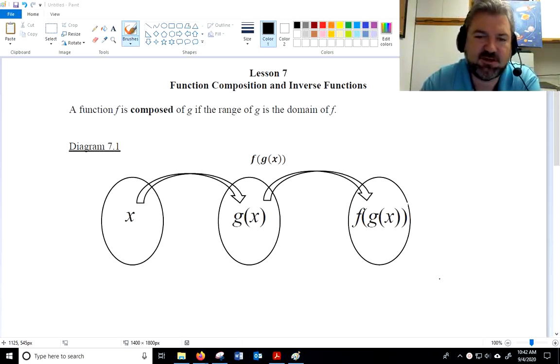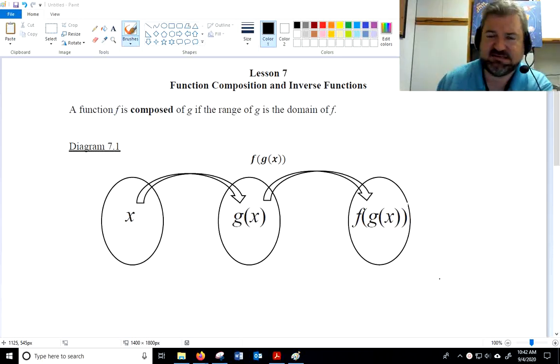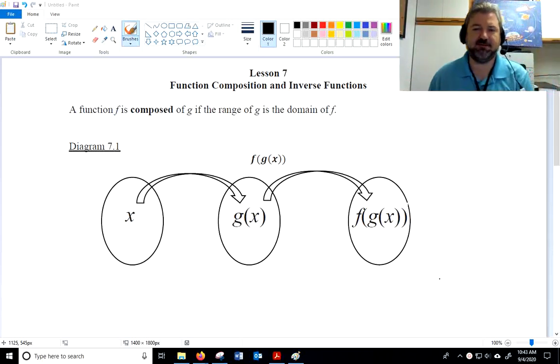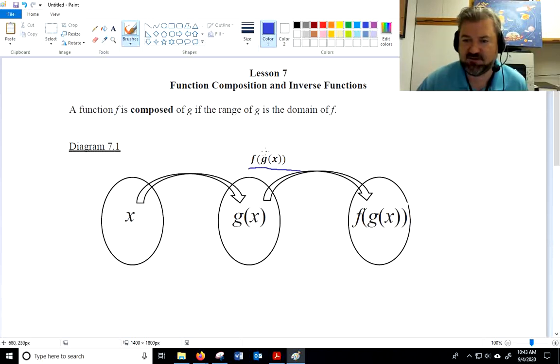So we call something composed of something else, f is composed of g if g is inside of f. In other words, f is made up of g. And we can build more and more complex functions by putting functions inside of other functions inside of other functions. So I'm going to start with kind of an abstract representation. This is one of the ways that you can write f composed of g. We just put f, and then in the parentheses you put g of x.